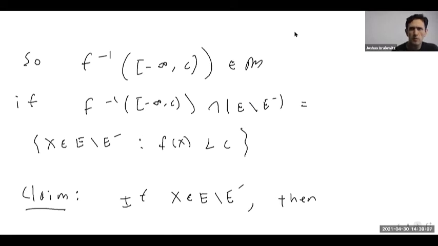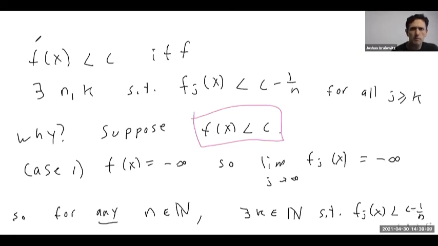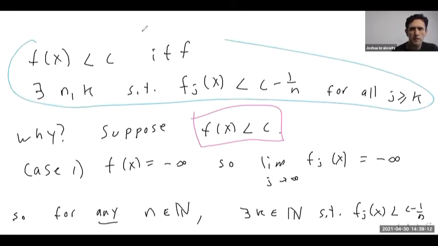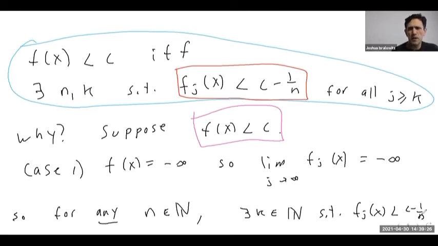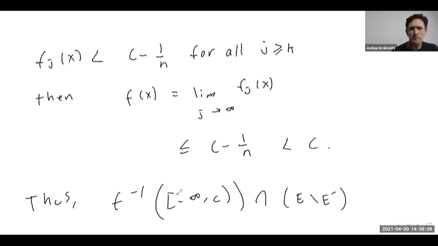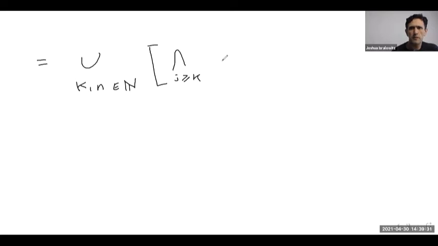Maybe I'll put this whole thing in light blue now. So now that we're done with intersections and unions, this has to be true. x has to be in the inverse image of minus infinity to c minus 1 over n. And we know this is measurable, because each one of these is measurable.